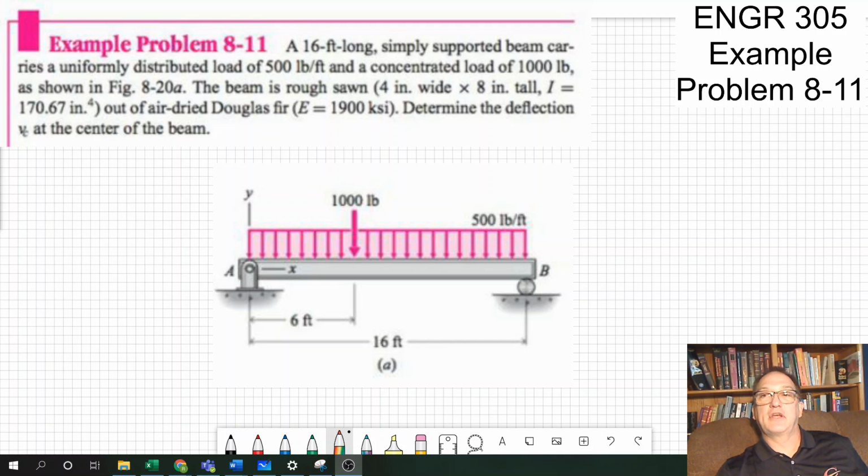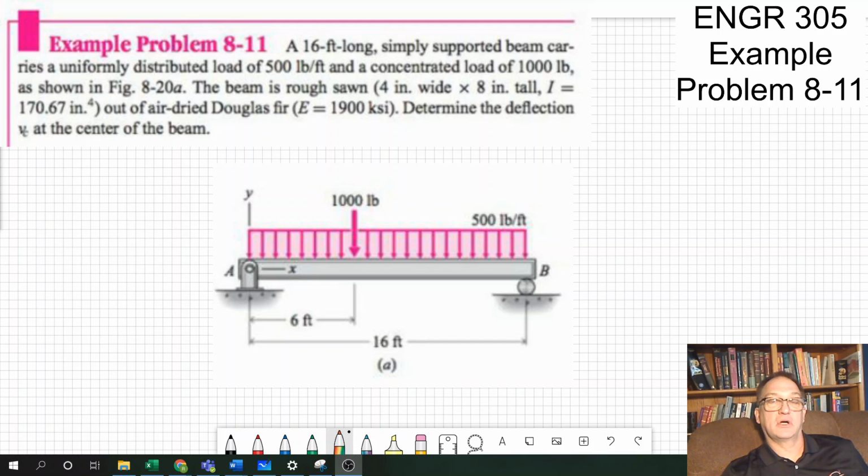Engineering 305, example problem 811. We've got a 16-foot long, simply supported beam carrying a uniformly distributed load, 500 pounds per foot, and a concentrated load of 1,000 pounds, as shown in figure 820. So I put the figure there. 1,000 pounds, 6 foot from one end, so it's not centrally located. That makes this a little bit different, but it's fine.